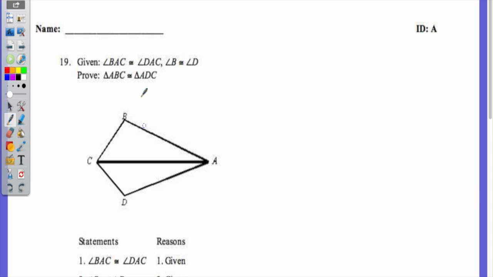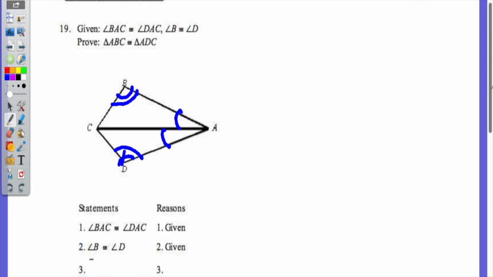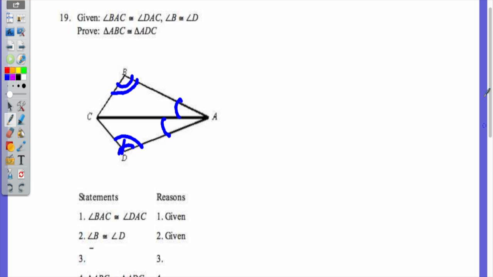So they're telling you that BAC is congruent to DAC. And angle B is congruent to angle D. So they've given me two angles, correct? Now, I want to find a side because is there an angle, angle, angle theorem or postulate? No. So even though I could prove these angles are congruent by third angles theorem, it doesn't help me. So I need to find a congruent side.